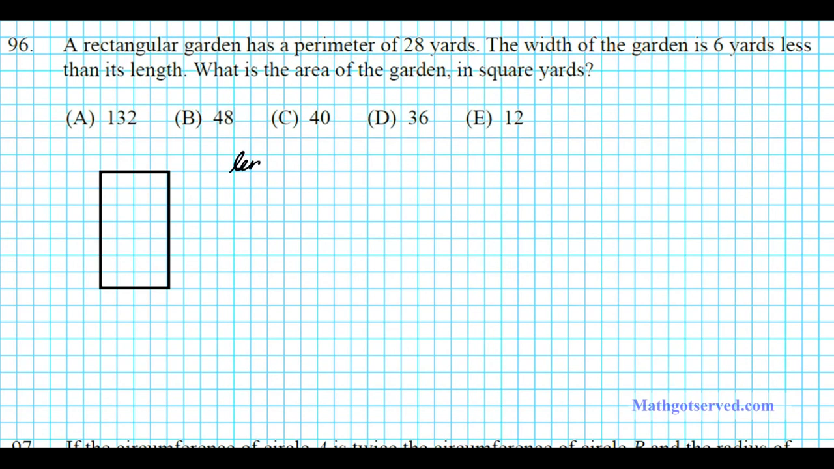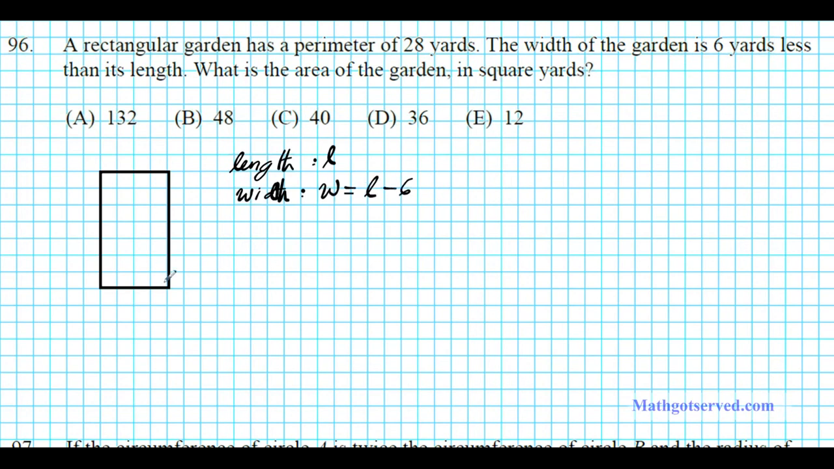So let the length be L. All right, and then the width is W. But we also know that the width is 6 yards less than the length. Okay, so the width is going to be 6 less than the length, so we're going to take the length and subtract 6 from it.